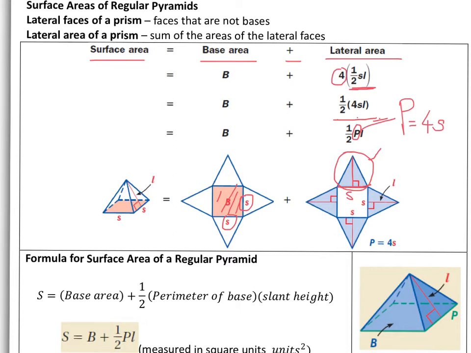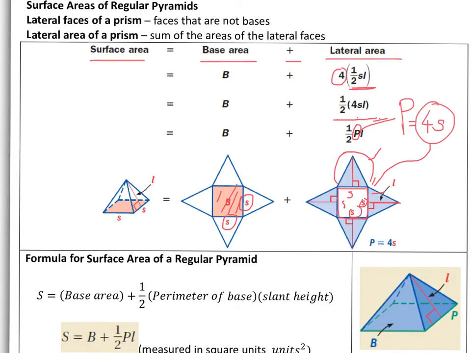And the reason why we want to do this is because, as you can see, you got 4 S's here for the base. S, S, S, S. 4 times S times L. So it's easier to remember the formula.